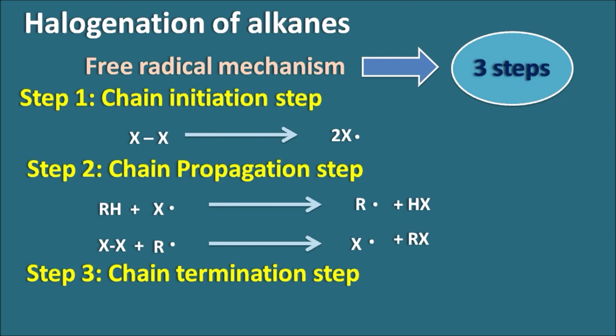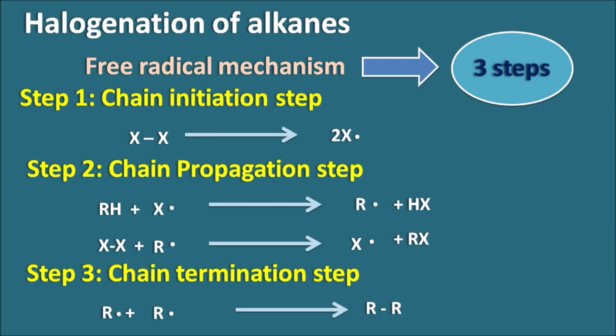Step 3 is the chain termination step. This is a step where all the free radicals are consumed to produce molecules. For example, an alkyl free radical combines with another alkyl free radical to give R-R, a higher alkane. Otherwise, a halogen free radical combines with another halogen free radical to give the halogen. Otherwise, an alkyl free radical can combine with a halogen free radical to give the alkyl halide.